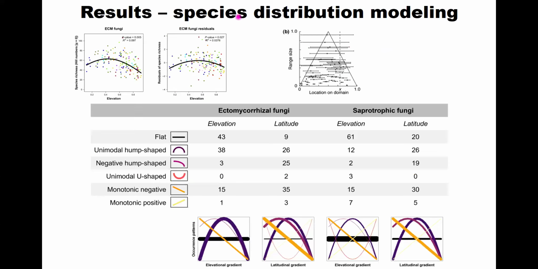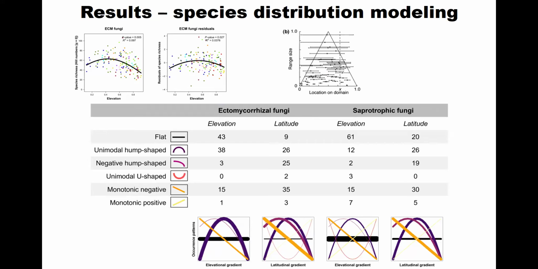I was telling you in the beginning about the mid-domain effect. So what we might assume is that the diversity of the ectomycorrhizal fungi is highest in the mid-elevations because there is an overlap of the distribution of individual fungal species in the mid-elevations. This is the mid-domain effect: if we put together all the fungal species distributions, we will find the peak of the diversity in the mid-elevations.